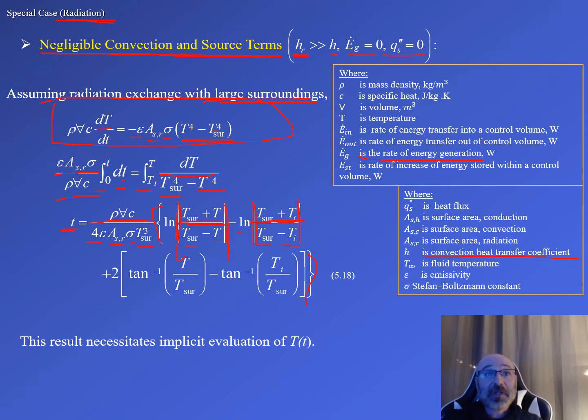So now this is plus 2 times the inverse tangent of T divided by T surround, minus the inverse tangent of our initial temperature divided by T surround. That's a lot that goes into that, especially if you do out the integral to get this relationship. But this is shown in equation 5.18 in our textbook. Again, this is why I like to include all of these variables. There are a lot of different variables and indices that we need to keep track of, and it doesn't hurt to rewrite them and always double check.